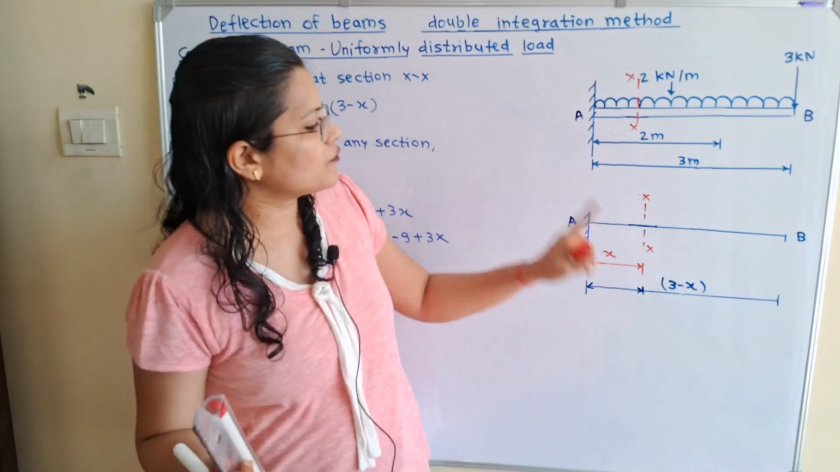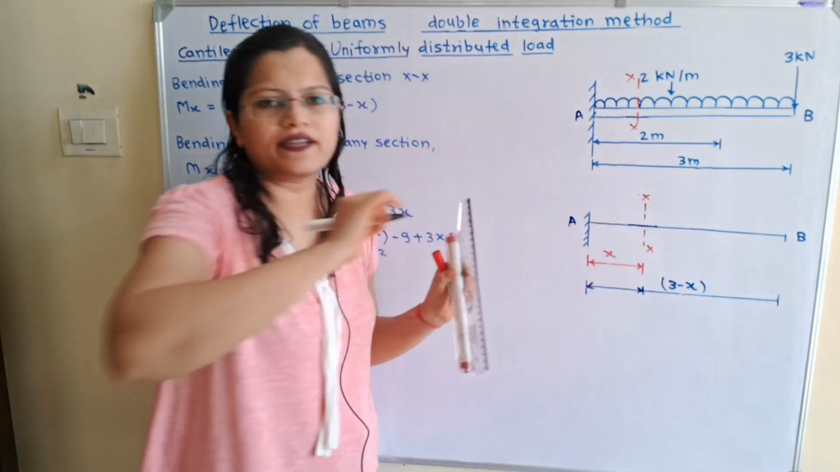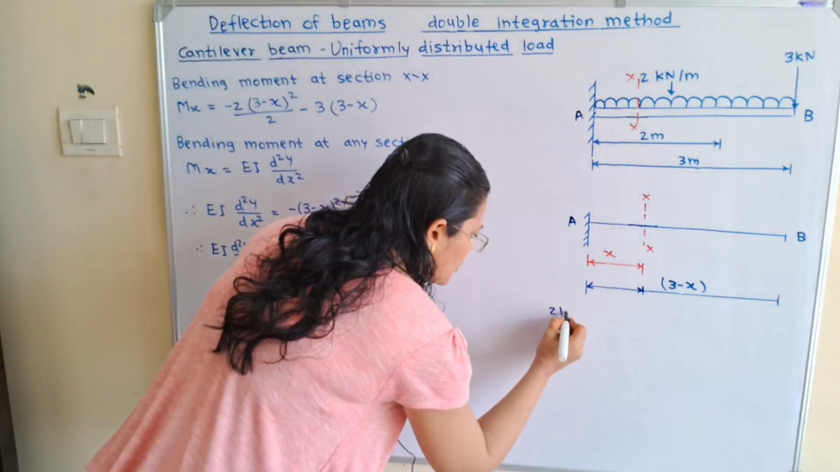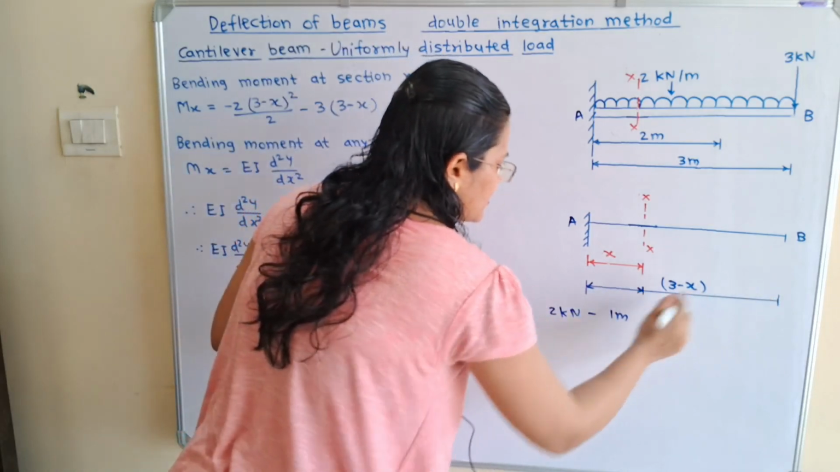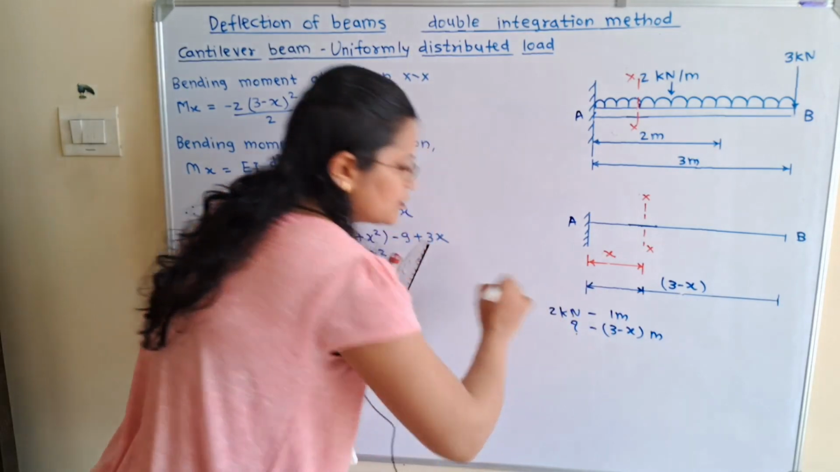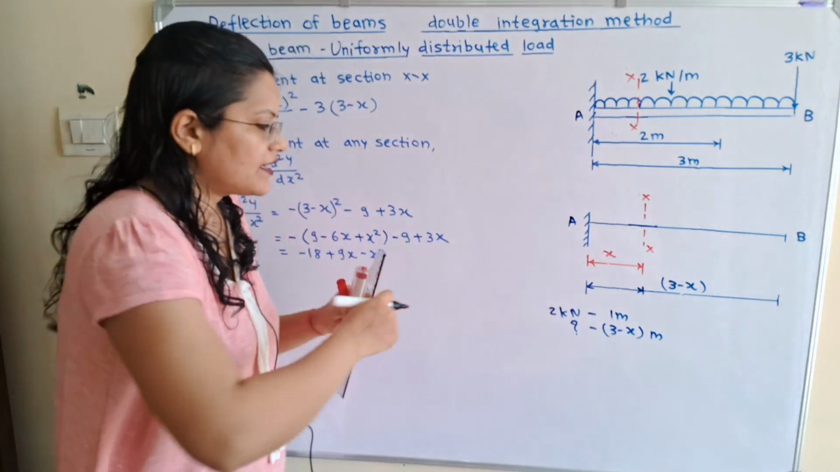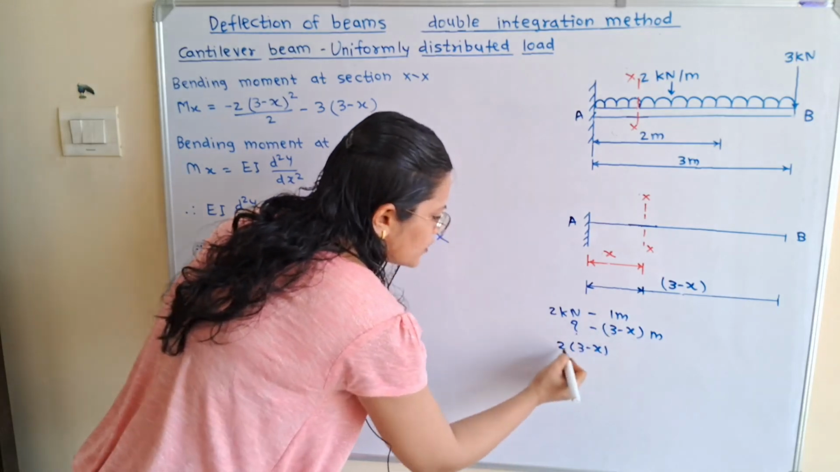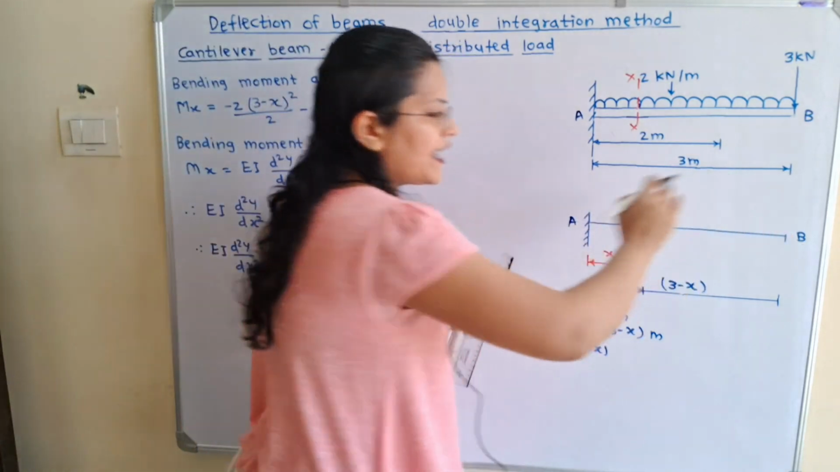So first we have to find out what is the load in between this section XX and the point B. If we observe, uniformly distributed load is given 2 kilonewton for 1 meter, but our length is 3 minus x meter. So for a length of 3 minus x meter, what is this load? So we have to multiply this, that is 2 into 3 minus x divided by 1, that is 2 into 3 minus x. So this is the total load in between section XX and this end B.